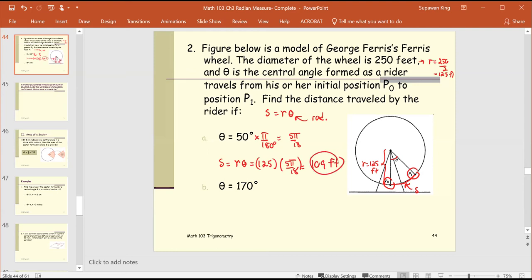For part B, an angle theta is 170 degrees. Convert to radians, multiply by pi over 180 degrees, or rewrite it as 17 pi over 18, and then find the distance traveled by the rider, or s equals r times theta. The r is 125 feet. The theta is 17 pi over 18. Put in the calculator, we get approximately 370.88 feet.